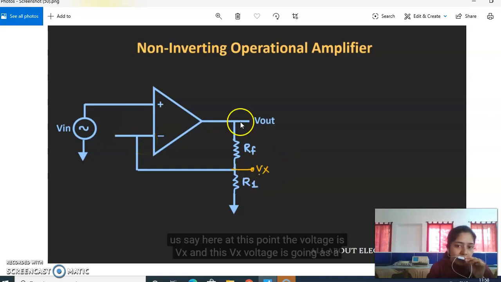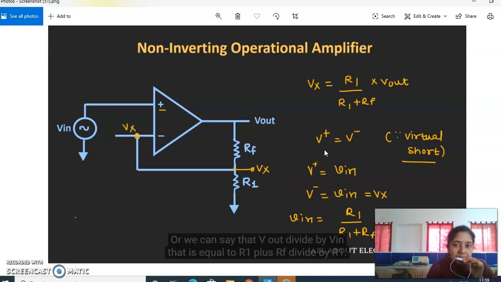So let us consider that some fraction of the output voltage is indicated by Vx. This Vx is applied to the negative terminal of the op-amp. It is some fraction of the output voltage Vout. So how can we calculate the Vx value according to the voltage division principle? We can calculate Vx as the voltage across R1, so Vx equals R1 by R1 plus Rf into Vout, where Vout is the output voltage.